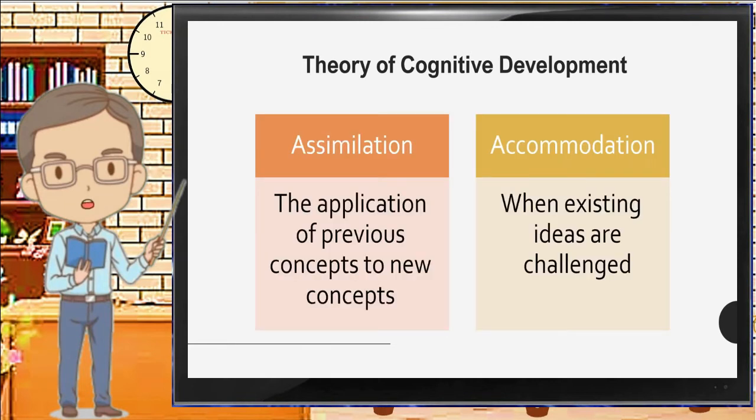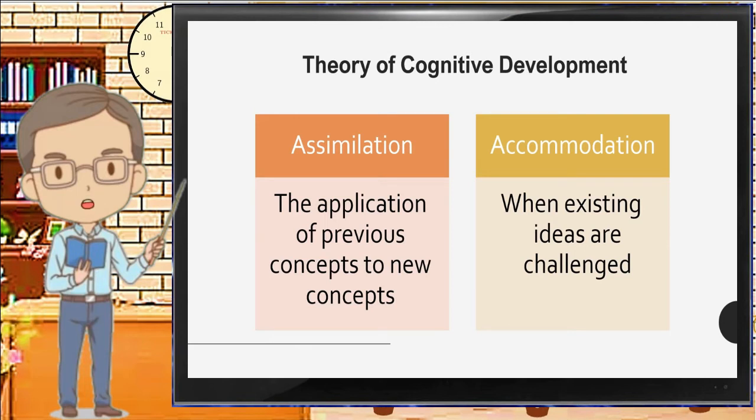Now, Piaget is also known for these two important concepts: the concept of assimilation and the concept of accommodation. So whenever you encounter information, you try to assimilate or accommodate them.